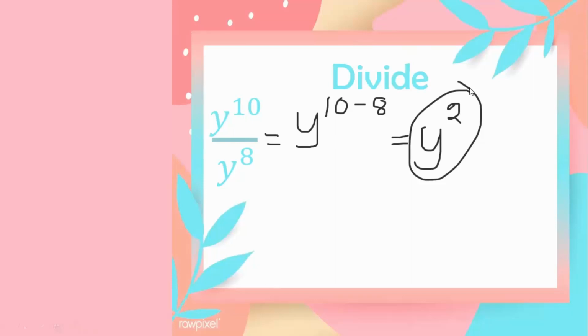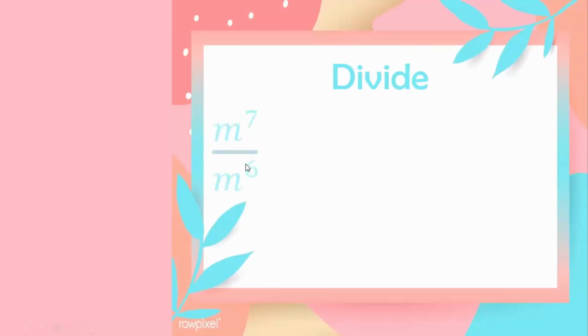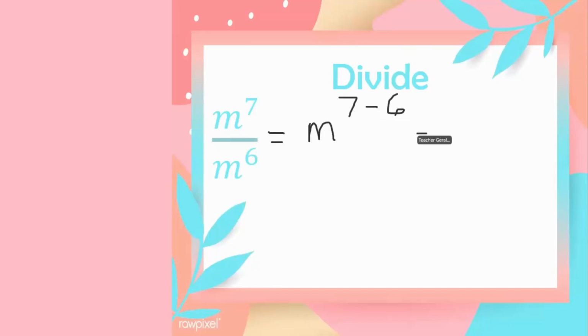Okay? So, understood? Next, what about this one? Okay? So, we are already reviewing. Okay? So, gawin ulit natin, minus na lang natin. 7 minus 6 is equal to m raised to the first power, or we just simply write m. We don't need to write the first power. Okay? It is just only the variable m, and this one is the answer. Okay? Next.